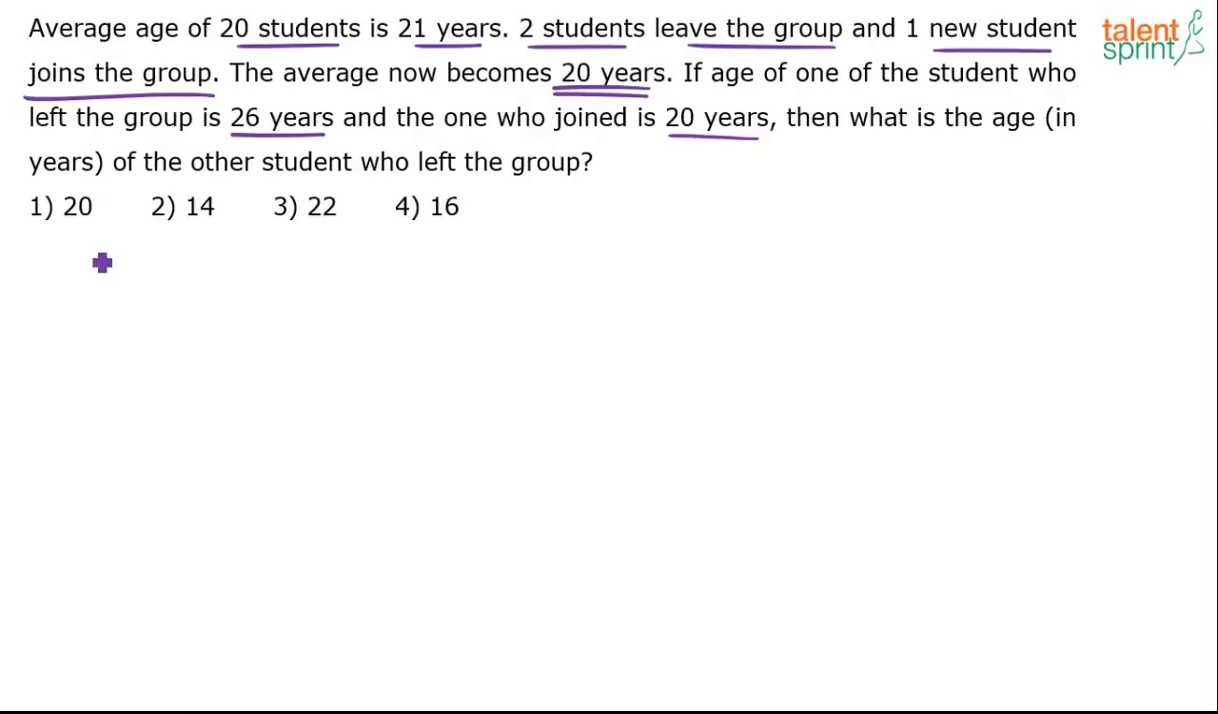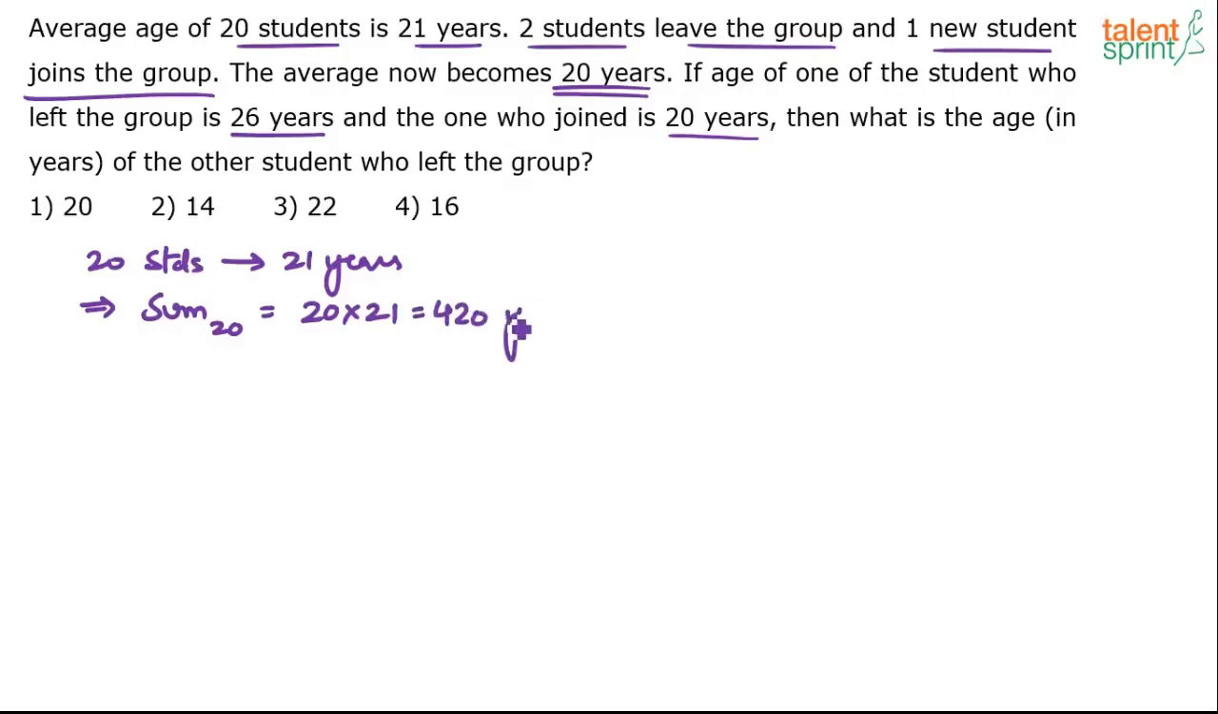See, understand, 20 students, the average is 21 years. This implies the sum of the ages of 20 students is equal to what? 20 into 21. You know, right? Sum of the ages is equal to the average into the number of students, right? So 20 into 21, how much is that? 420 years. This is the total age of the entire group, 420 years.